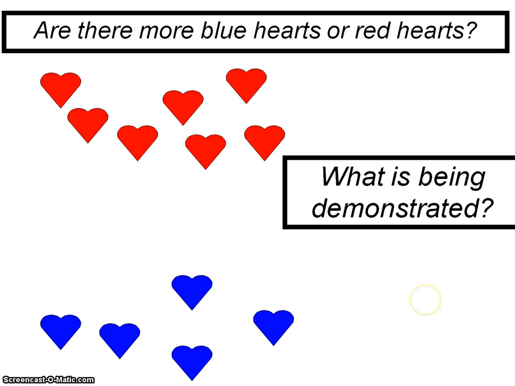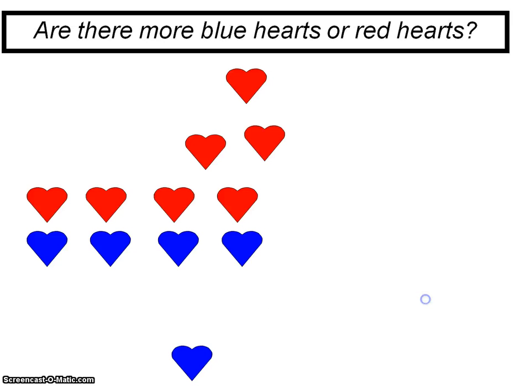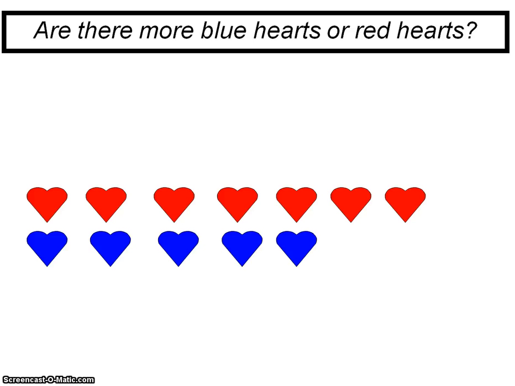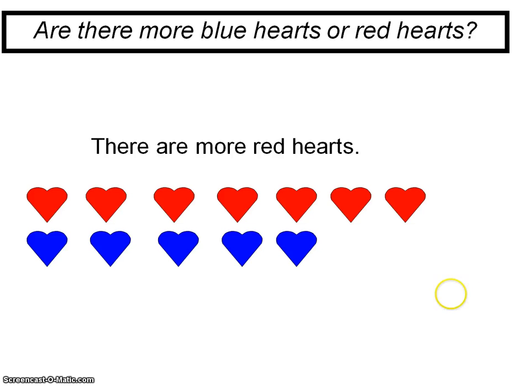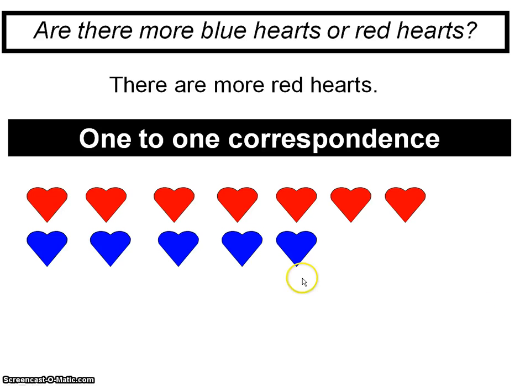Now, I'd like you to watch what's being demonstrated as a child compares the blue hearts to the red hearts. What happened? You're right. They determined that there are more red hearts by lining them up, doing what we call one-to-one correspondence. They've matched.